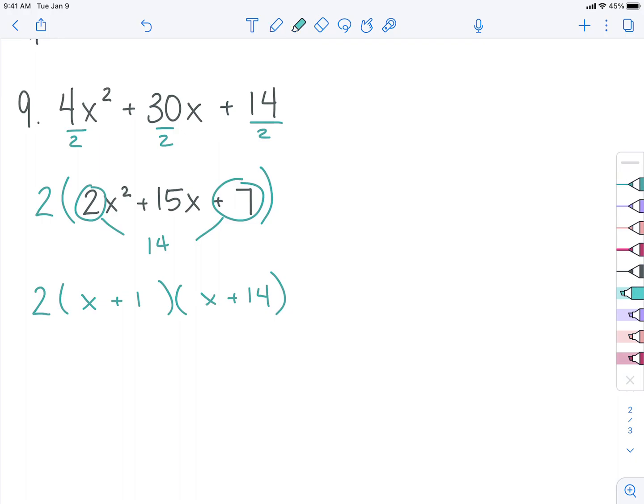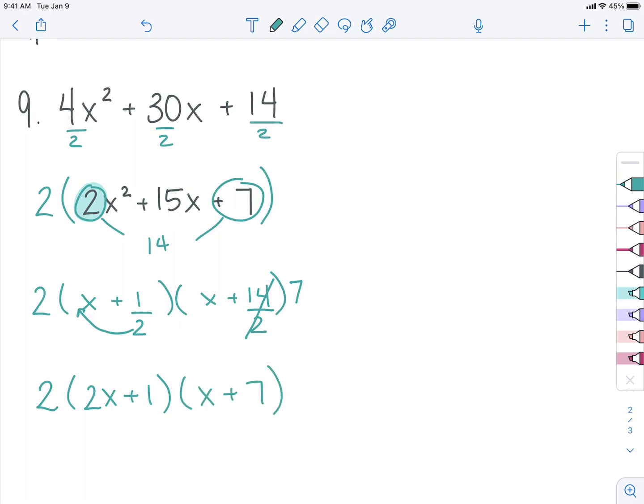And then before I can finish the problem, I've got to divide by this 2 that was in front of the x squared. So I divide both of my factors by 2. My first set of parentheses isn't going to simplify, so I bring the bottom up. My second one is going to become a 7, because 14 divided by 2 is 7. So then I have 2 times 2x plus 1 and x plus 7.